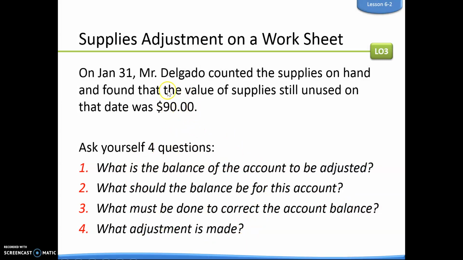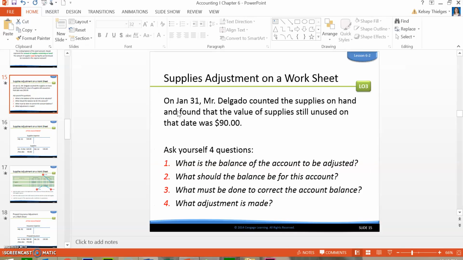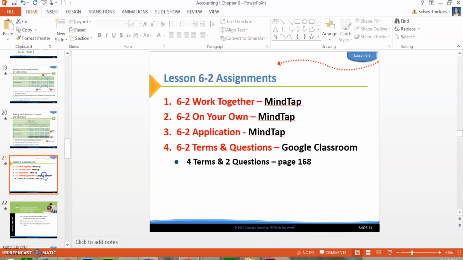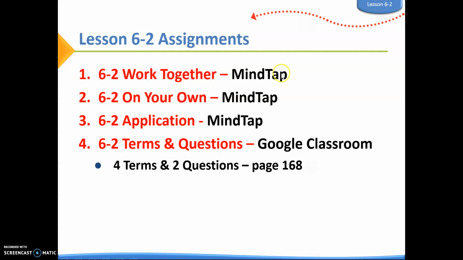because too many times it will give you adjustment data at the top and you read into it and think that that's the amount you need to use for your adjustment. But remember, I said if you didn't do any figuring, if you didn't have to do a calculation, then you have something wrong for your adjustments. Okay? So I'll meet you over in MindTap and we'll do our 6-2 work together.